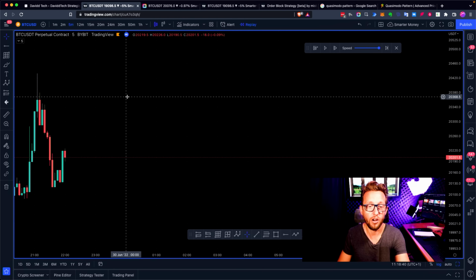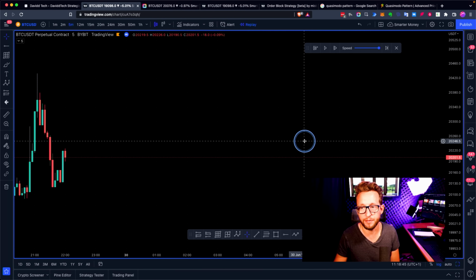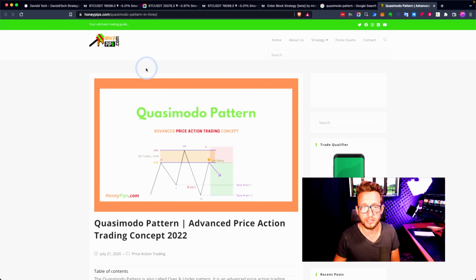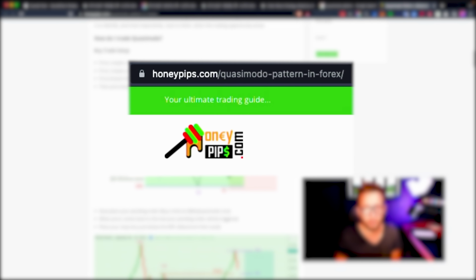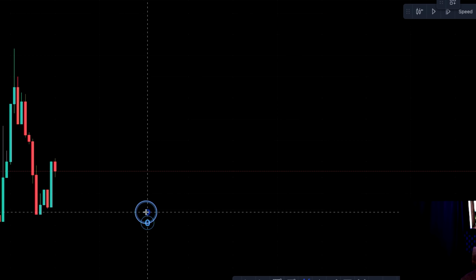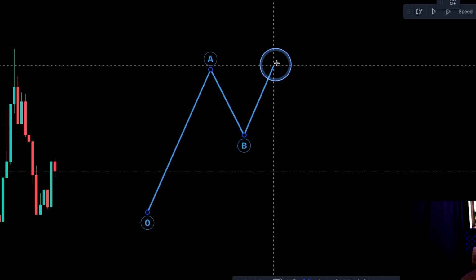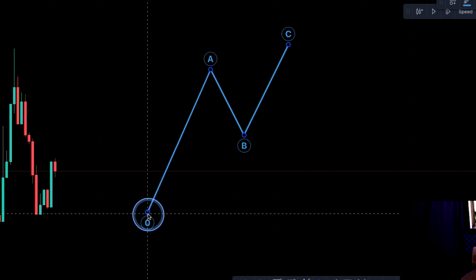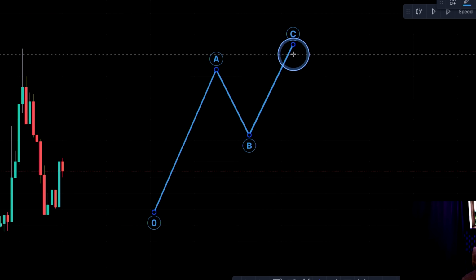Right, here we are on my screen. I have a TradingView chart here ready for us to start talking about the Quasimodo pattern. There is a great article on the website Honey Pips that tells us a little bit more about the Quasimodo pattern, but I will go through it very quickly. It very much looks like an ABC pattern here. We're creating our new highs and lows. First, we're identifying a strong low, pushing and breaking those weak highs to create a reversal.